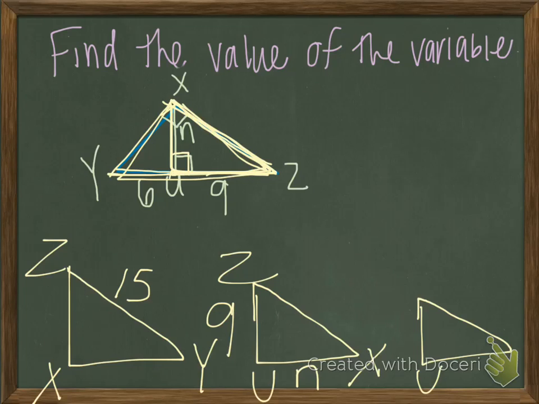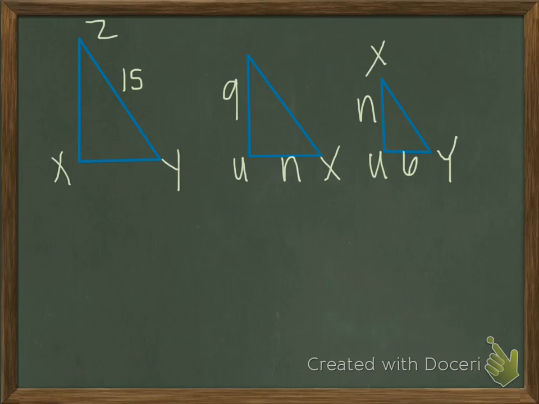Now we have our small triangle, and here's our right angle, so we can see that it goes out to Y and then up to X. And we can plug in our side length of N, and then when we go from U to Y, it is 6. And here again I just redrew them, the same picture.